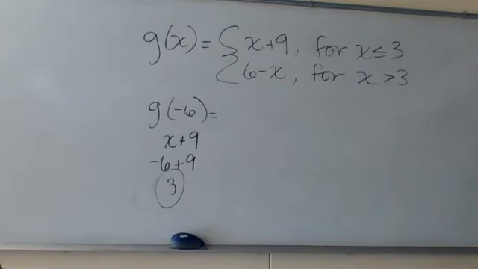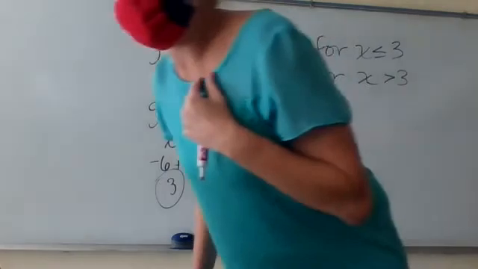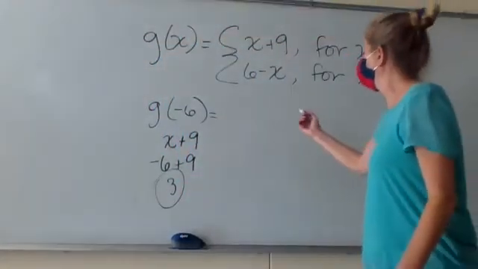So again, you see what it's doing? It's just taking it one more step. You find the piece that it goes into, and then just plug it in that piece. So that's g of negative 6. Now the next thing it wants me to find is g of 3.